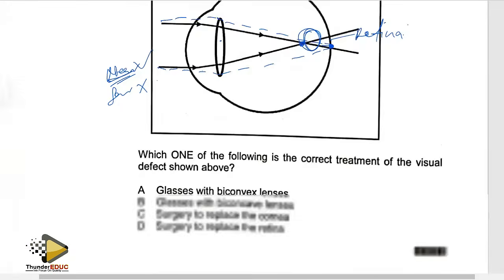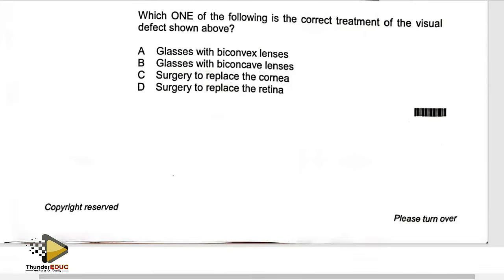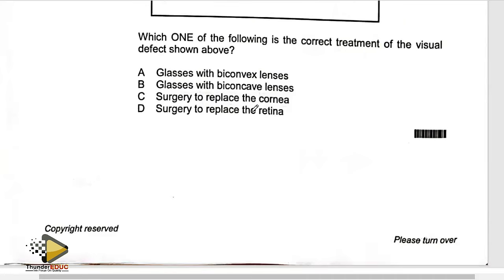Now, let's go to our answers, and then we see biconcave lenses, biconvex lens. Now, let's look at what is a concave and what is a convex. Convex looks like this. So when the light comes, it converges it. And then concave, it looks like this. It's a diverging lens. So when light falls on it, it makes it a little bit bigger when it comes out. What do we want?